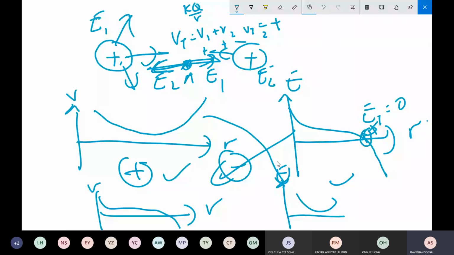Any questions so far? Can understand? Okay, so I hope this is the difficult part of electric field strength. Okay, the graph section.